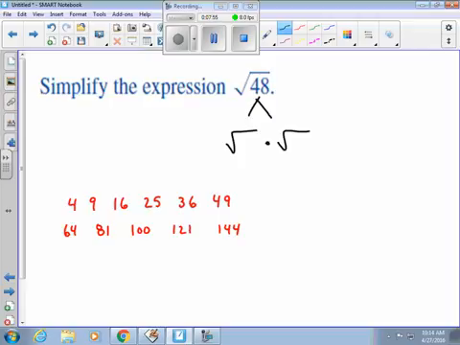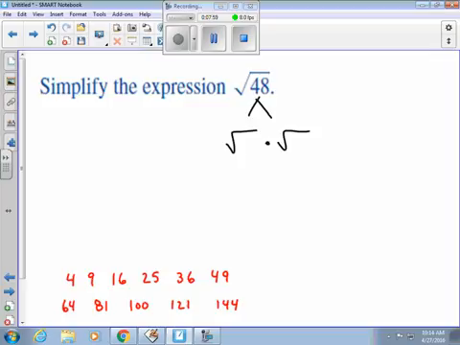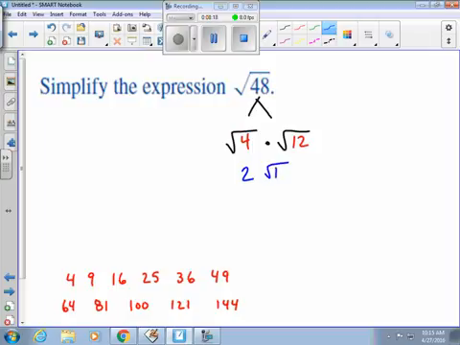Let's pretend for a second that we don't know that 16 is the best number to go into it. Let's say that we use the number 4 because that's absolutely a perfect factor and it absolutely goes into 48. What do you multiply 4 by to get 48? 12. So now, what we want to do is simplify it. The square root of 4 is 2 times the square root of 12.